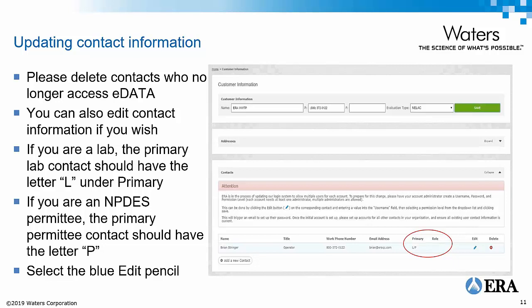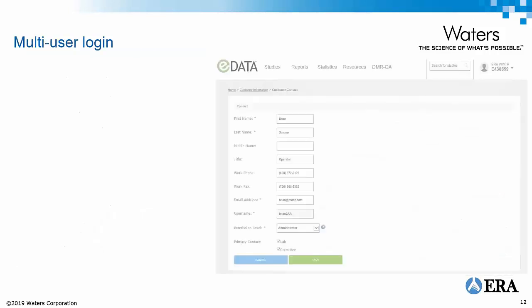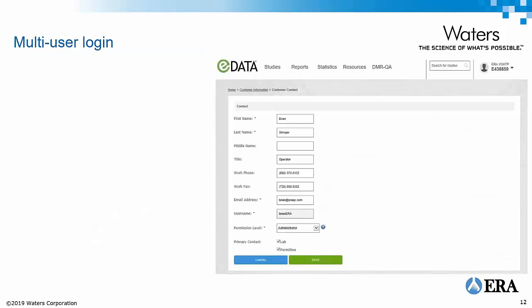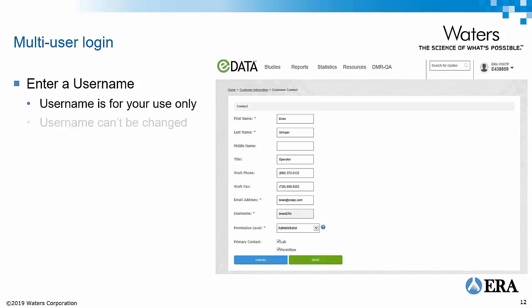And on the next screen, you'll see your contact information. On this screen, you would select your username. Please note, this can't be changed, and you will use this username to log into eDATA going forward, instead of using your ERA customer number or NPDES password. That way it'll be a username and login information for you and you alone. You don't have to share that with your coworkers.